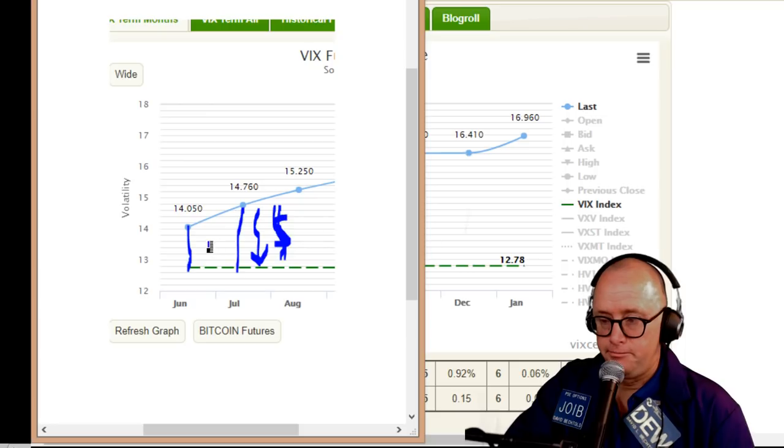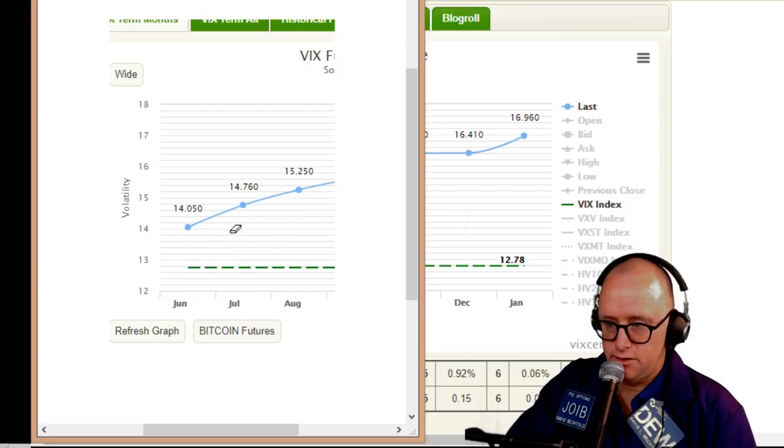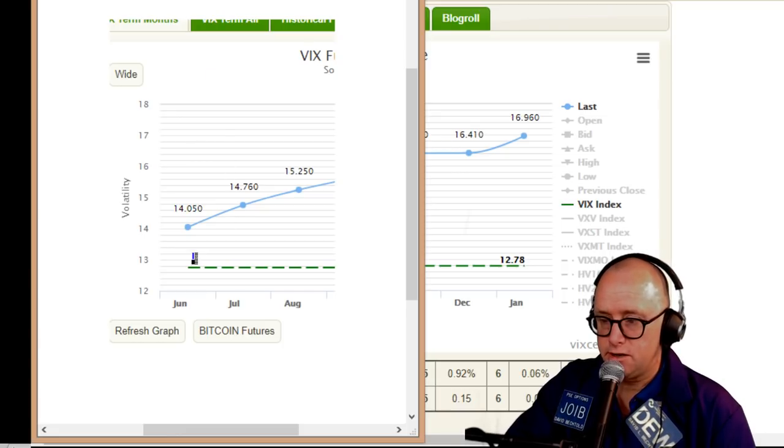And so if you've got a situation where, let's see if we can erase this stuff, you're in steep contango, but let's say the curve was more like that, okay?